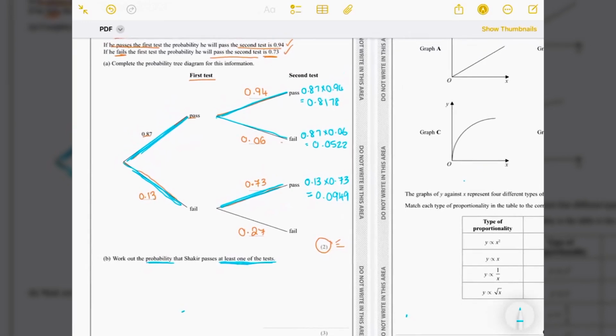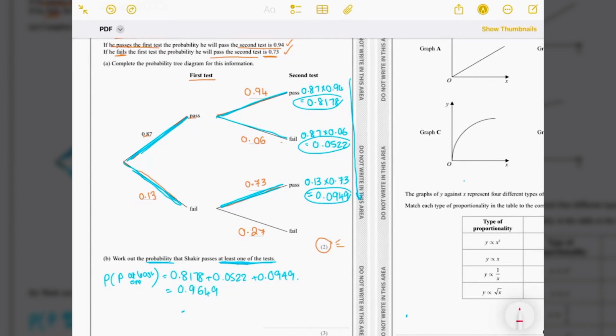Passing at least one of the tests. I'm going down now, so I'm going to add this plus this plus this. So the probability he passes at least one would be 0.8178 plus 0.0522 plus 0.0949, right? So if I add them, I get 0.9649. That's the long way.